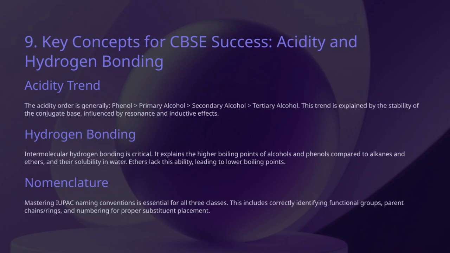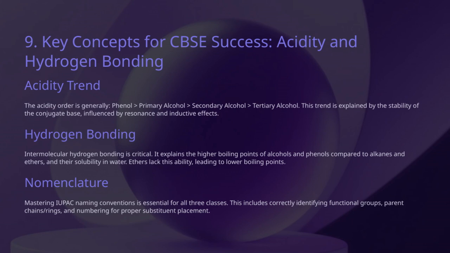Now, let's talk about acidity. The general trend is that phenols are more acidic than primary alcohols, which in turn are more acidic than secondary and tertiary alcohols. This trend is primarily due to the stability of the conjugate base formed after deprotonation. Resonance stabilization plays a big role for phenols, making their conjugate bases more stable. Inductive effects also influence acidity, especially in tertiary alcohols, which are less able to stabilize the negative charge. So, understanding these concepts, nomenclature, hydrogen bonding, and acidity, helps us grasp the fundamental properties of these compounds.